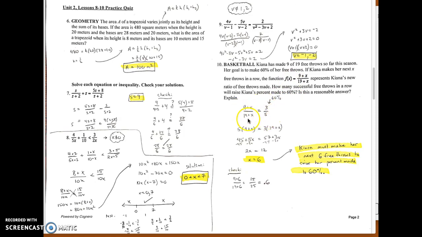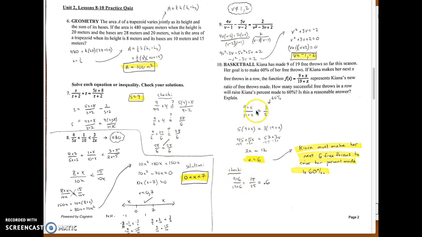I'm going to cross multiply this, and that gives me this stuff. I did some algebra, and I got x is 6. So I got that she needs to make 6 free throws. Well, is it reasonable? Here's how you check if it's reasonable. You check your work. You plug it in.